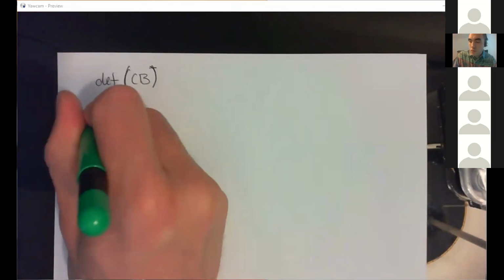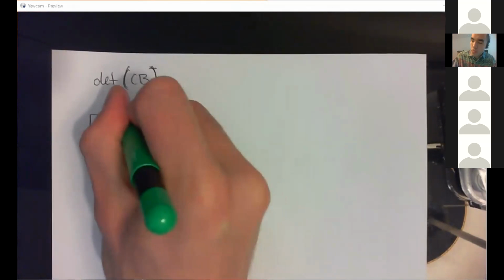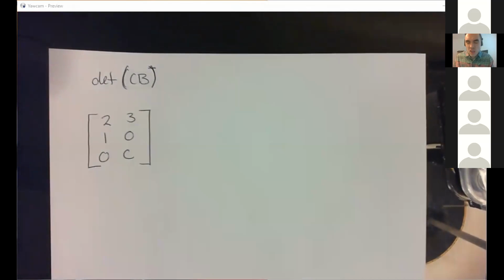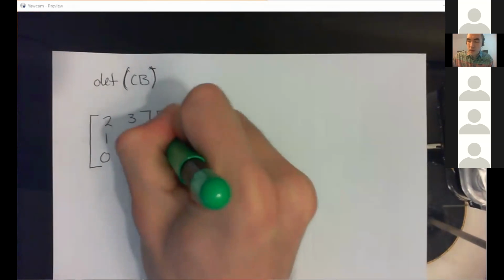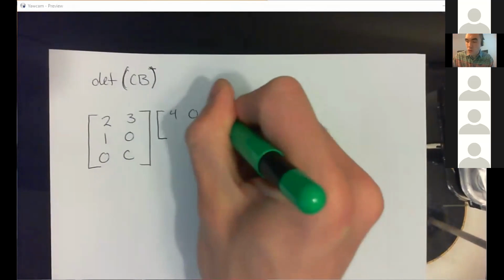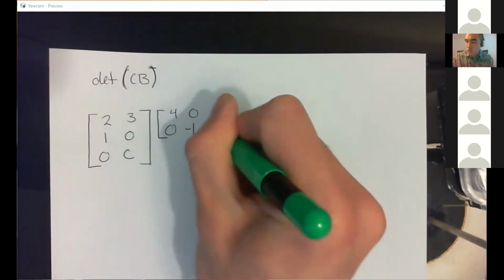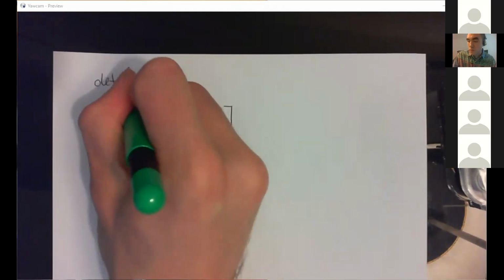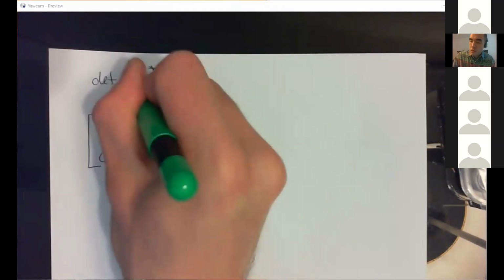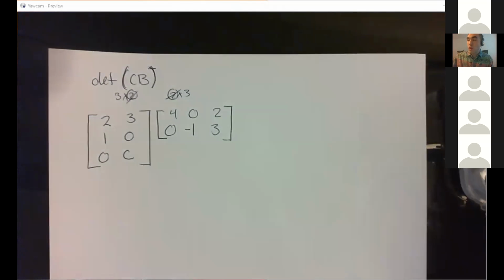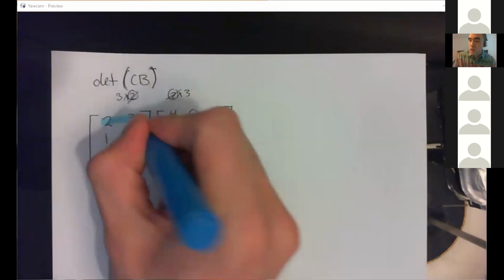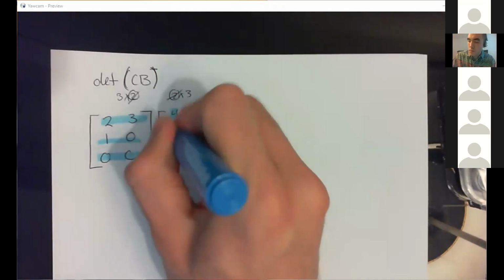And so the first thing that I'm going to do is take the product CB. CB is going to be equal to [2, 3; 1, 0; 0, C], and then I'm going to multiply it by B, which is [4, 0, 2; 0, -1, 3]. This first matrix is a 3 by 2, and this one is a 2 by 3. The 2's align, so we know that we can multiply them, and we also know that our result is going to be 3 by 3. It's going to be rows by columns.